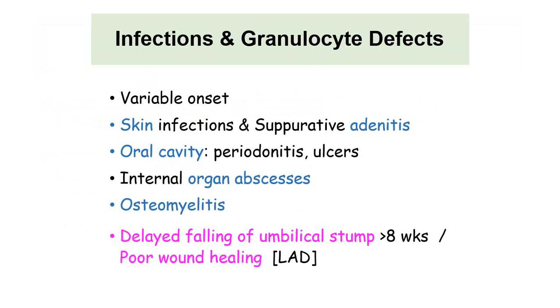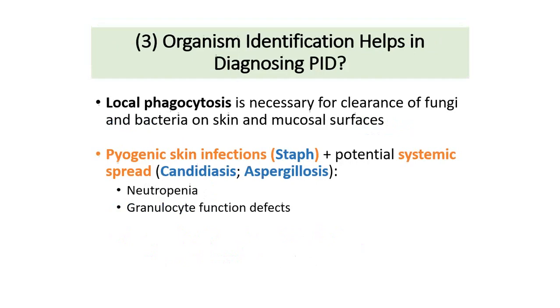In granulocyte defects, the age of onset is going to be variable. The first encounter with the first barriers, mainly the skin and then the draining lymph nodes, are the common sites of infection. So in granulocyte disorders, we commonly have skin infections and suppurative lymphadenitis. We have infections in the oral cavity. It can be associated with internal organ abscesses, osteomyelitis, and in certain disorders there is delayed falling of the umbilical stump, like in leukocyte adhesion defect.